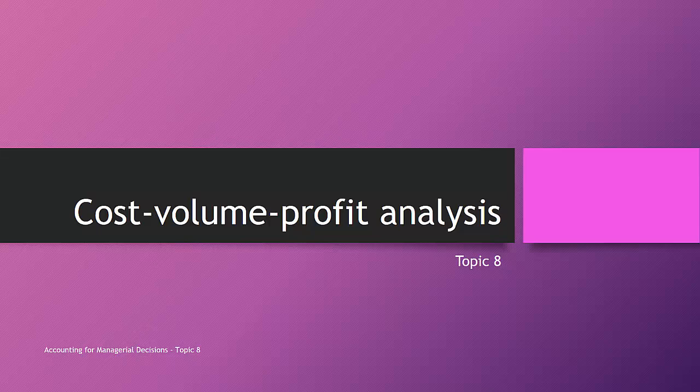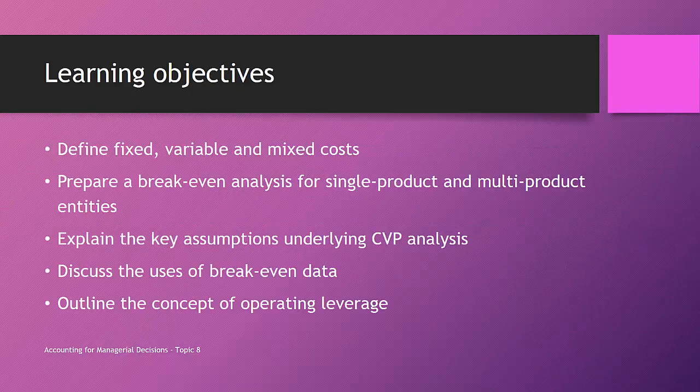Welcome to topic 8. This is cost volume profit analysis. In this topic, we'll start out by defining what fixed, variable, and mixed costs are. This is a super important part of the process because to get into all the analysis, we have to actually understand and separate out fixed, variable, and mixed costs. Once we've done that, we can actually start preparing the analysis, and we can do that for both a single product and for multiple product entities.